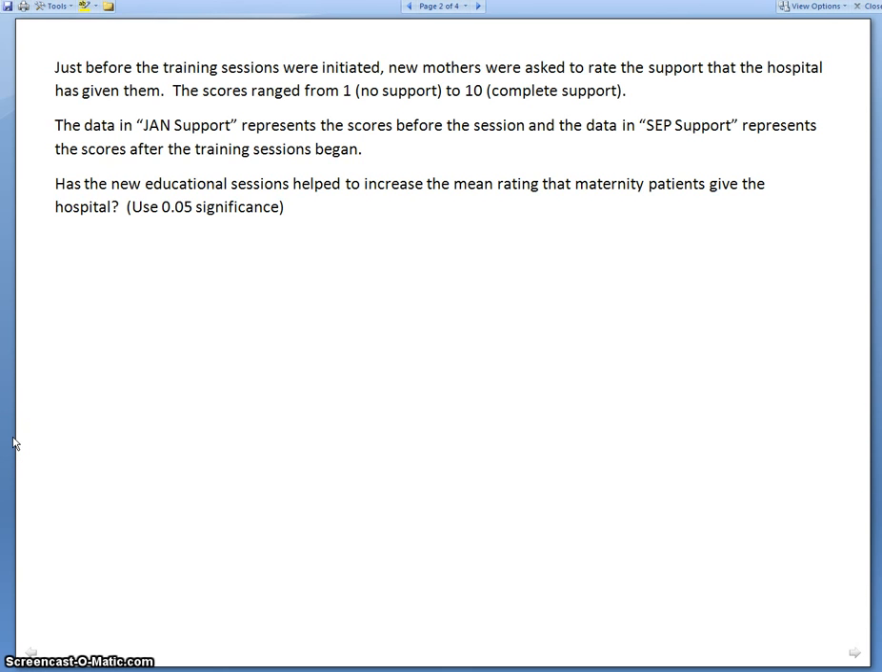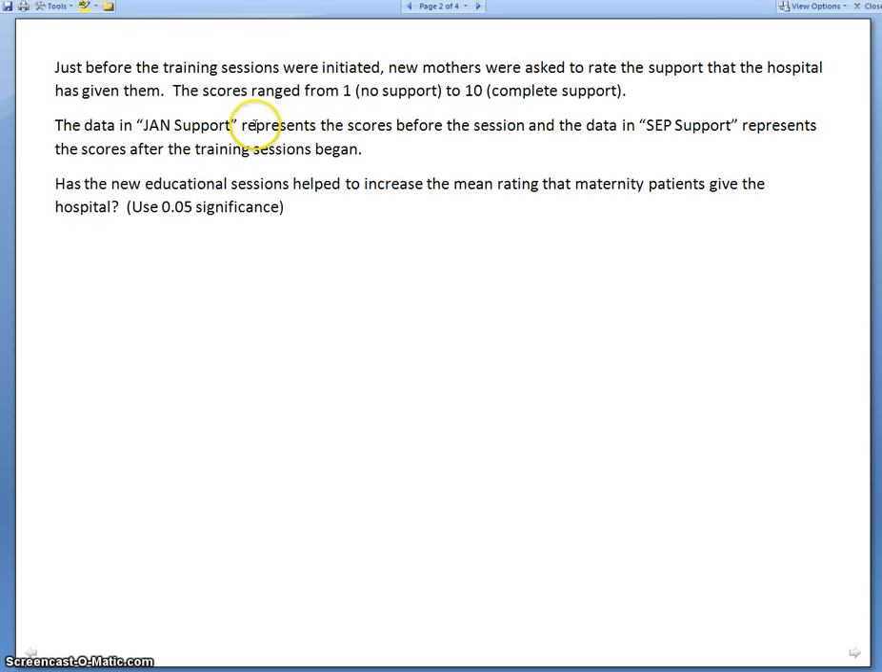In this example, we're going to use the same data that we saw in the proportion test and look at the baby data to determine whether or not these training sessions helped to provide better support for the patients. So before these training sessions were initiated for the staff, new mothers were asked to rate the support that they got from the hospital from 1 to 10.